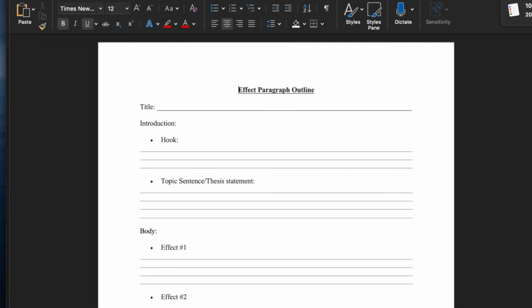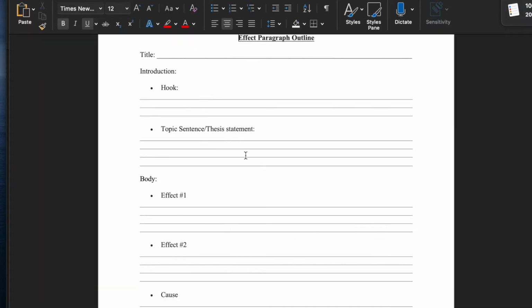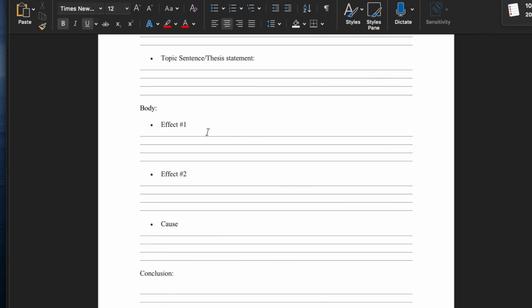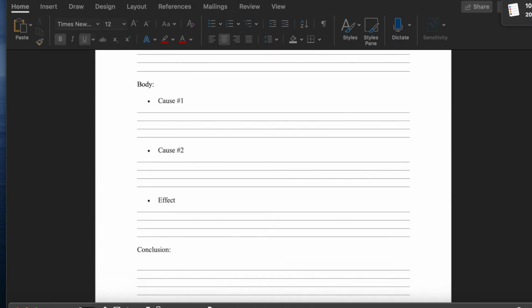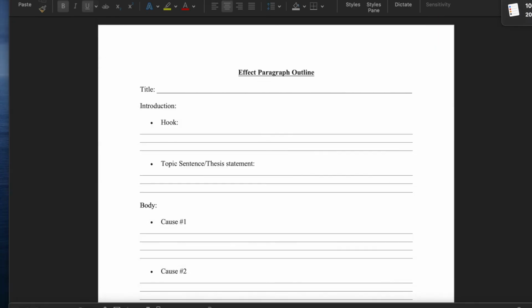Or an effect paragraph outline follows the same structure at the beginning, same structure through, but now here we're listing 2 effects. So we could say something like the French Revolution and the development of a new constitution were caused by royal overspending. So we're flipping the way that we were talking about things in that other paragraph. Or maybe you want to do something that's more cause and effect.